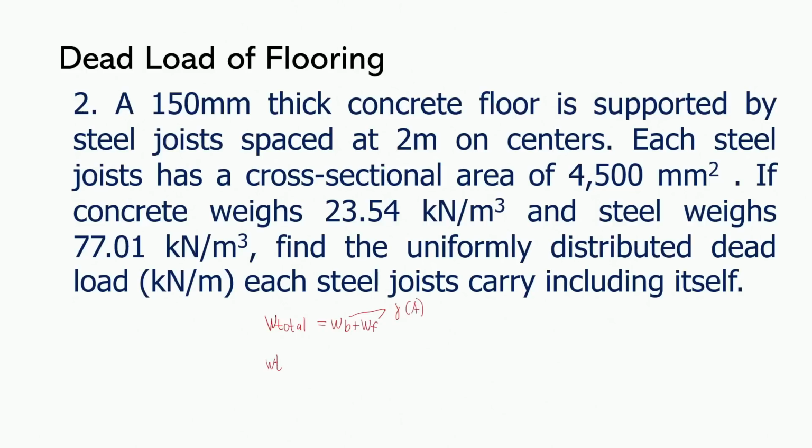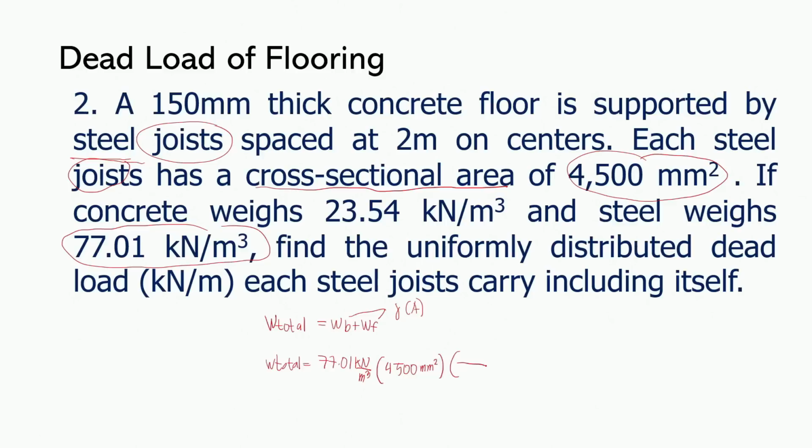So W total will be, for the beam, we have this unit weight because our joists are made of steel. So we will be using this unit weight for the beam. This will be 77.01 kN per m cubed multiplied by the area of the beam, which is 4,500 mm squared. Again, this is the cross-sectional area of the joist. So this will be 4,500 mm squared, and then we will multiply this by 1 meter over 1,000 mm, and then we will square this one. This will give us the weight of the beam. We still have to add the weight of the floor.